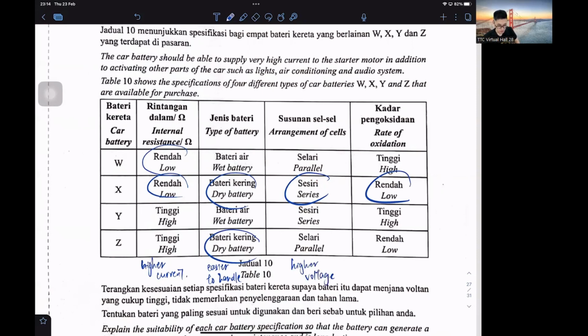And the last one is the rate of oxidation. Rate of oxidation means what? Rusting, right? So lower rate of oxidation means it does not rust easily.